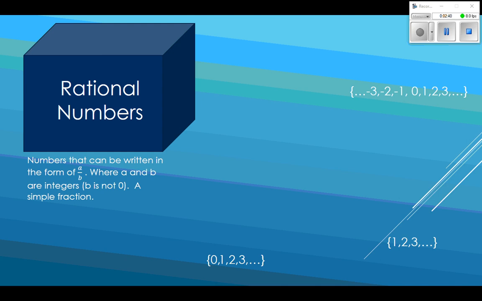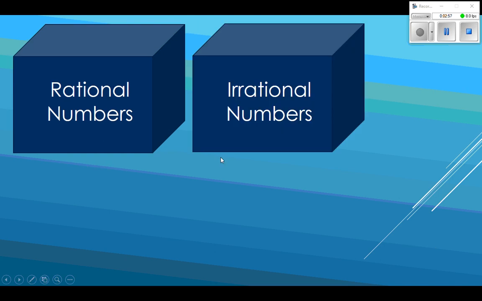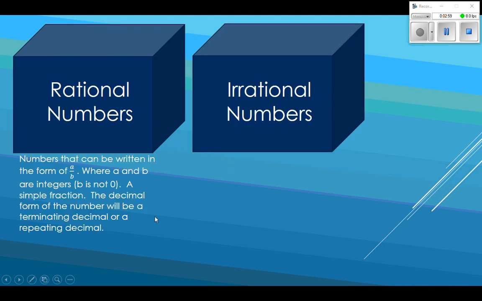Some people say that they like to just say, oh, if I write it as a fraction, it's rational. A very specific word that you should use, though, is that it can be written as a simple fraction, because by using that word simple, it means that a and b are integers. So if the rational numbers are numbers that can be written in the form of a over b, where a and b are integers, and we talk about the decimal form of that number, which means it's terminating or repeating, what the heck are irrational?